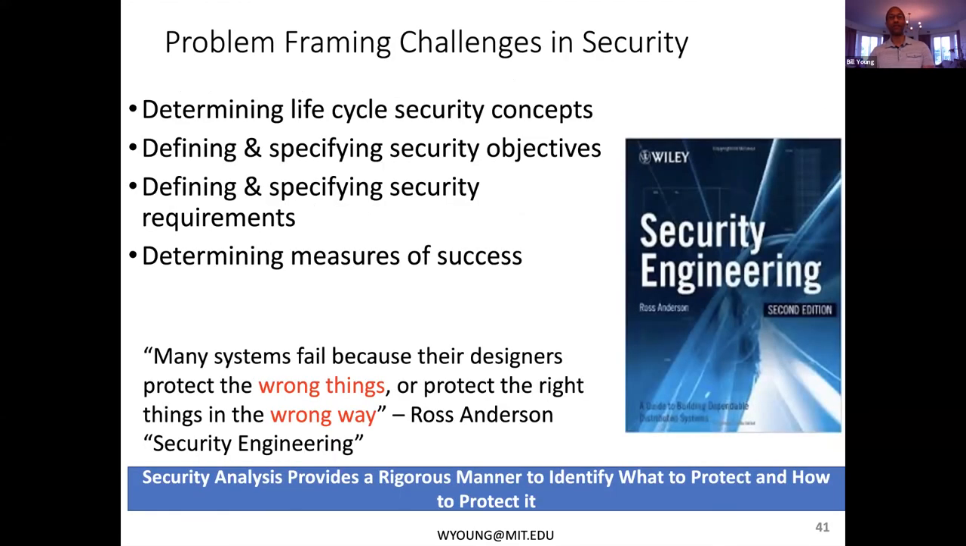So yeah, Schneier, but also Ross Anderson, again, another highly respected global expert on security engineering. In fact, that was the title of his book. These are specific problem framing challenges in security. Life cycle security concepts, kind of important to get that established up front when you're developing your overall concept of operations. What are your security objectives? Not just specifying them, but defining them and then relating that back to the mission. Defining the security requirements, of course, but as I mentioned in my introduction, if you don't have the objectives right or the concept right, you're not going to be able to get the requirements right. And then finally, determine measures of success.